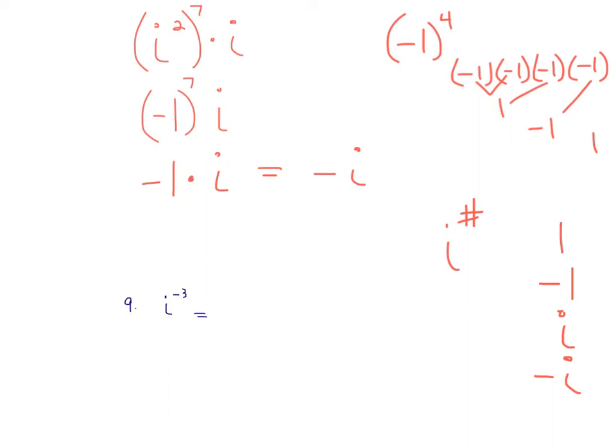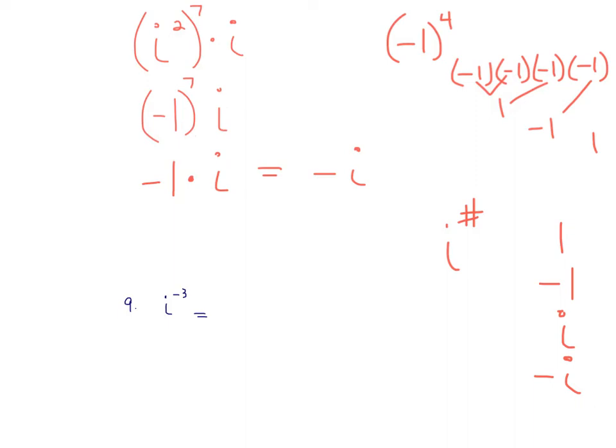Yes? Wouldn't it just be +1 because sometimes -1? Say that again? No, i squared is -1. Oh, yeah. So that's how I can get an i or a -i. Does that make sense? Mm-hmm. So if that was an i squared, then yes, it would be a +1.